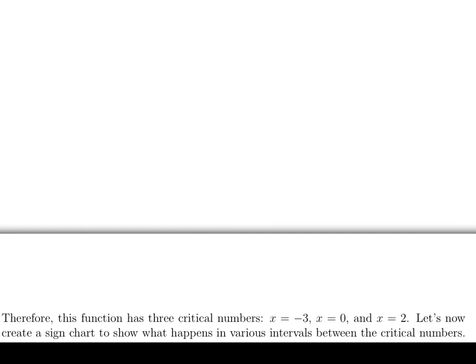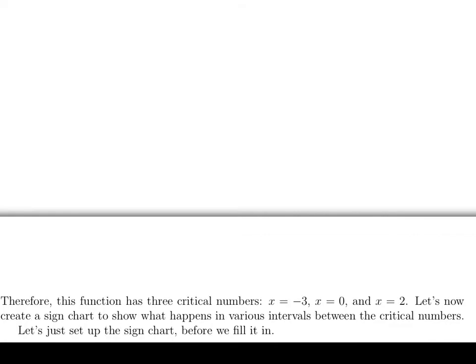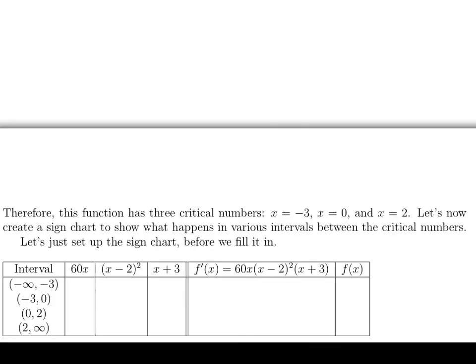Okay, since we have the three critical numbers, what we'll do now is create a sign chart to show what happens in various intervals between the critical numbers. Now, I'd like to just set up a sign chart before we fill it in. So the sign chart is going to look something like this. The rows are going to be the various intervals between the critical numbers. So we have to go from -infinity to -3, to -3 to 0, 0 to 2, 2 to infinity. So those are the intervals between and outside of the critical numbers.